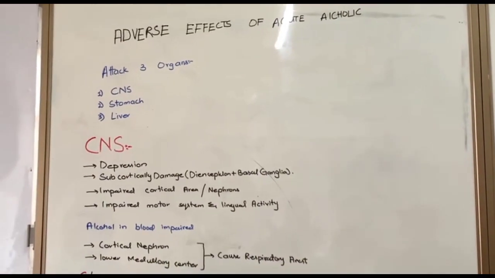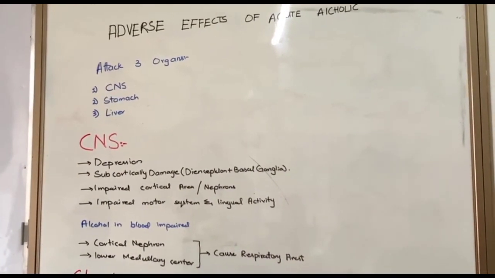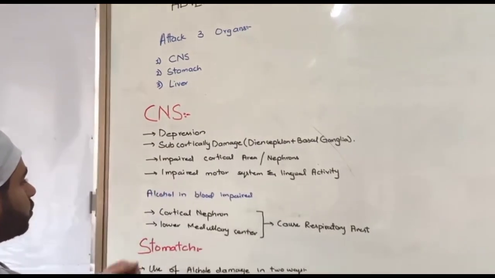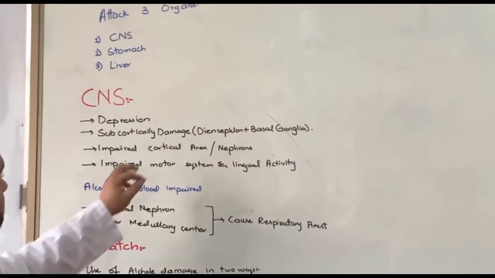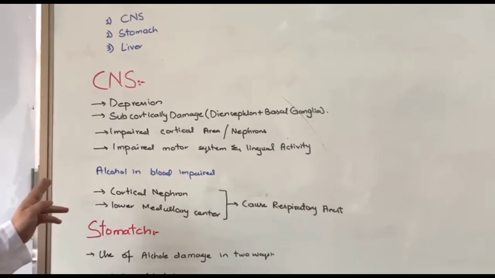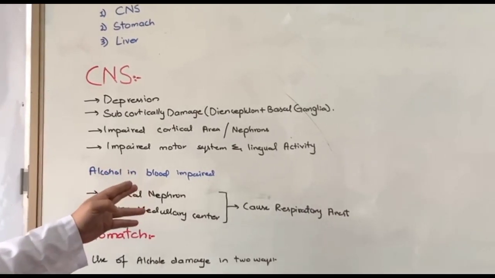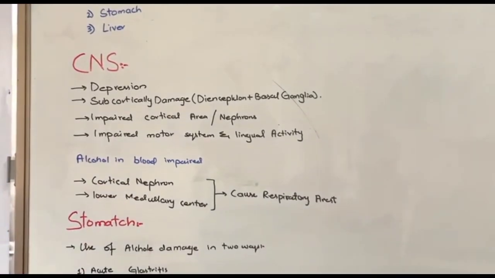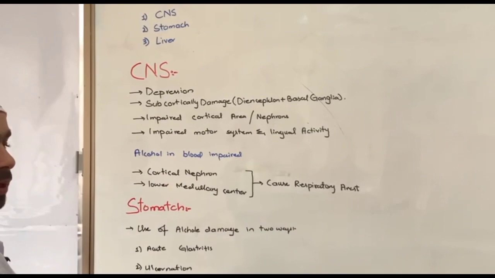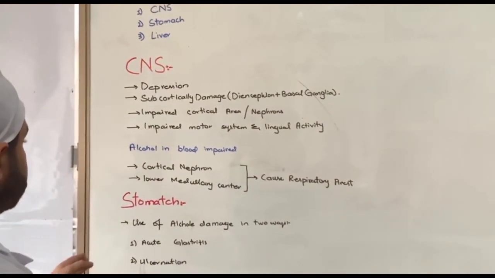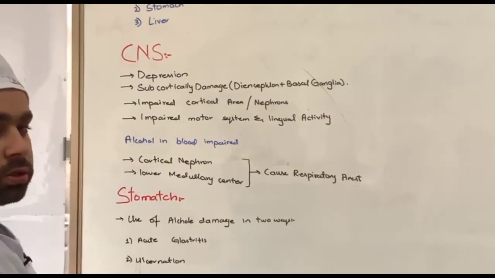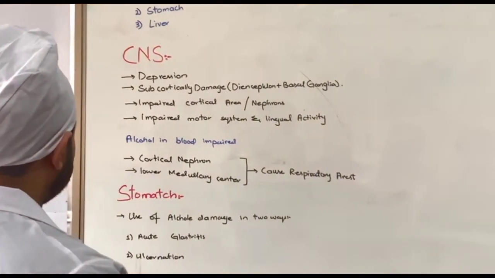Now we go to the central nervous system. The acute alcoholic effects on the central nervous system are depression and subcortical damage, for example, diencephalon plus basal ganglia. It also impairs cortical areas or neurons, impaired speech or lingual activity or agility. When the level of alcohol in the blood increases, it impairs cortical neurons or the lower medullary center that causes respiratory arrest.